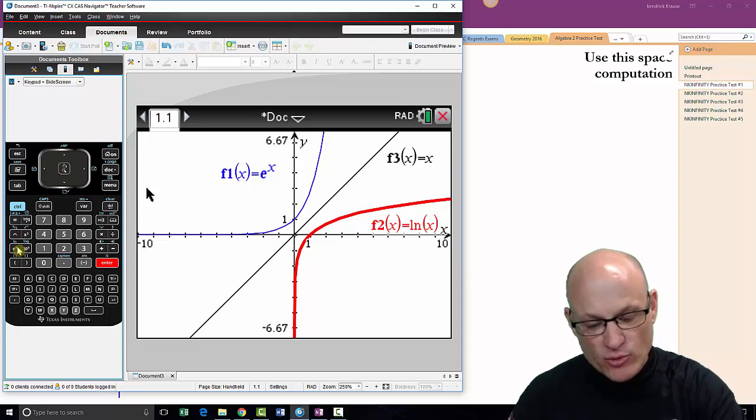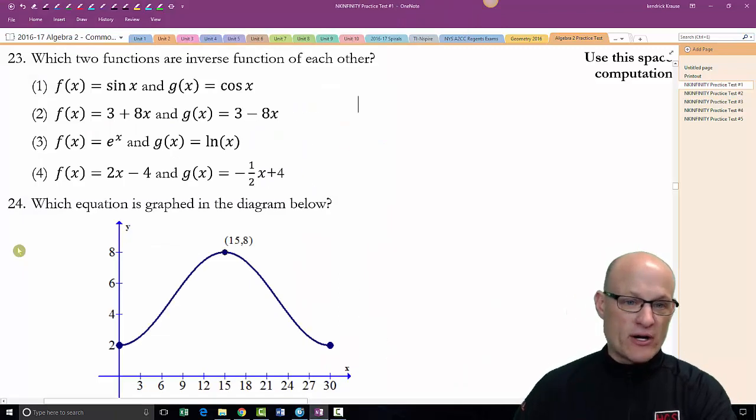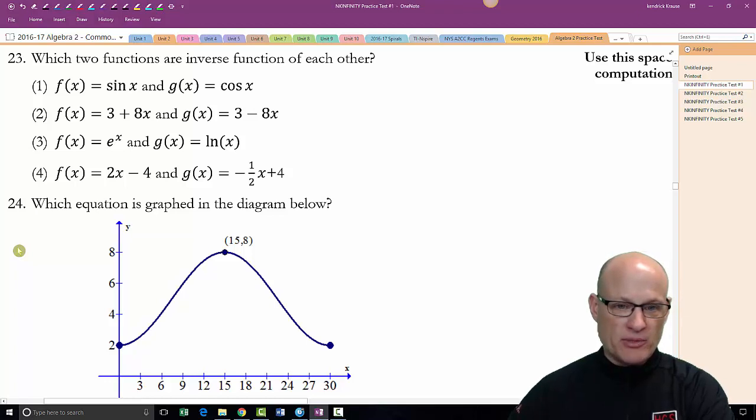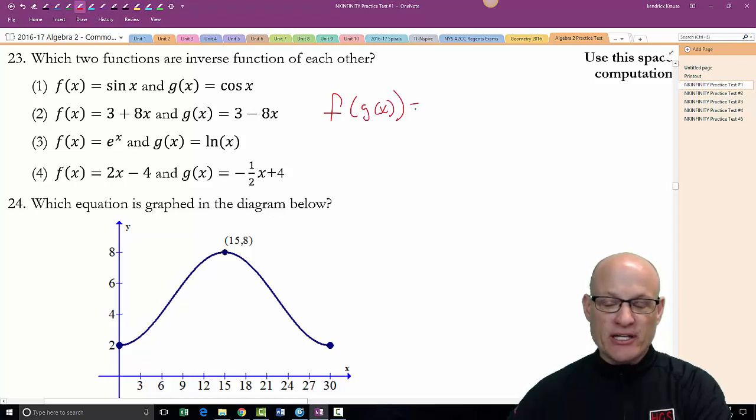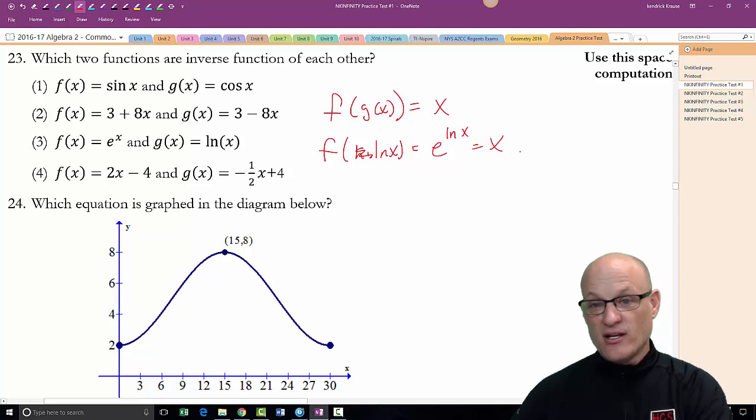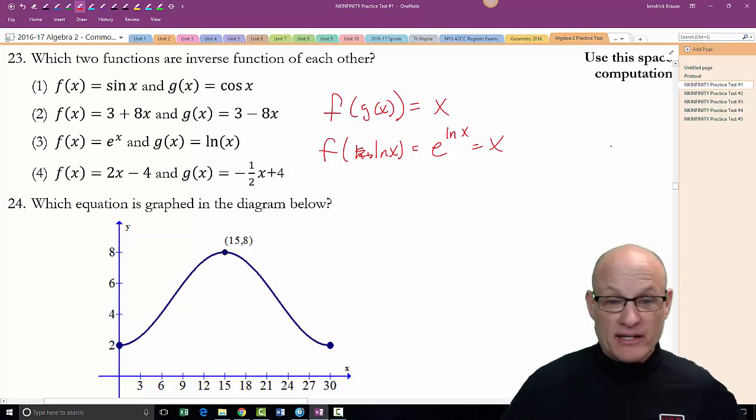Now, whether or not you knew those were inverses of each other. Another test for this, by the way, is to show that f of g of x is simply equal to x. So I could do f of ln of x is equal to x. But f of ln of x, this one's a little bit tricky. Well, you may not know this. E to the ln of x, that is equal to x. But in this case, that may not be a great way to do that one.